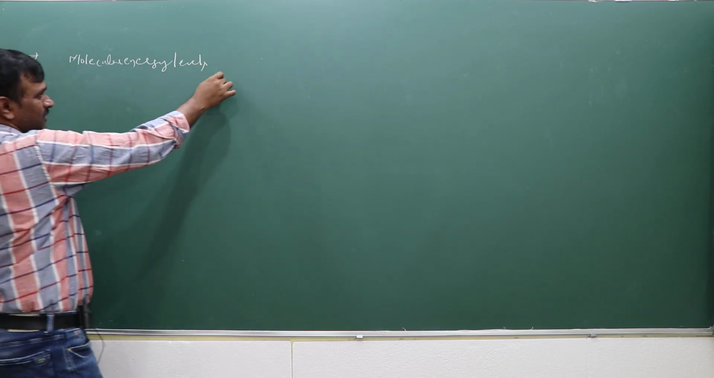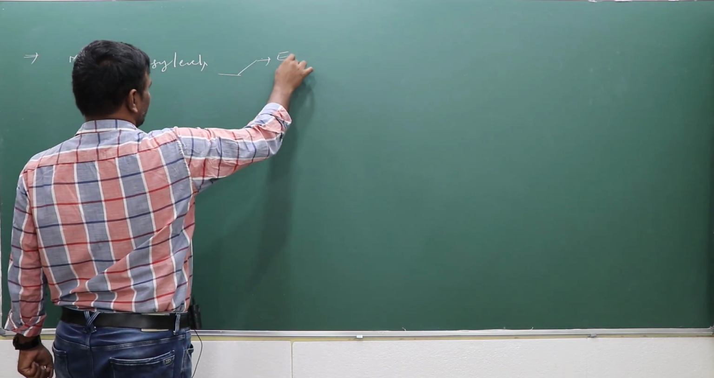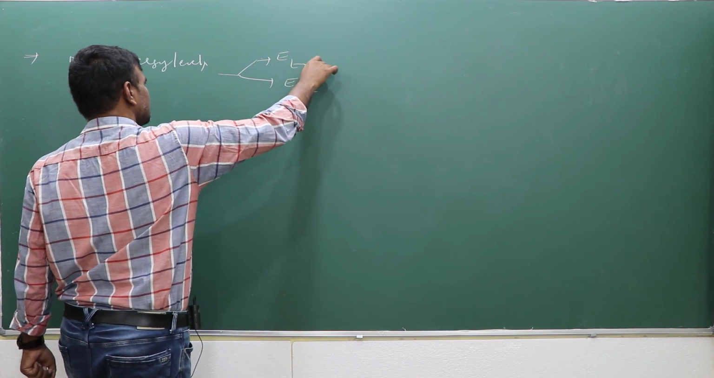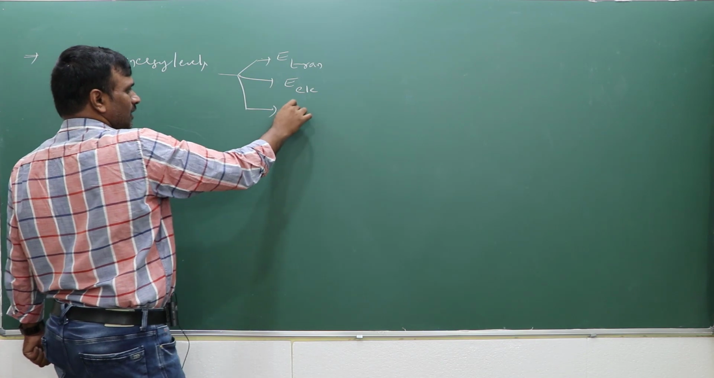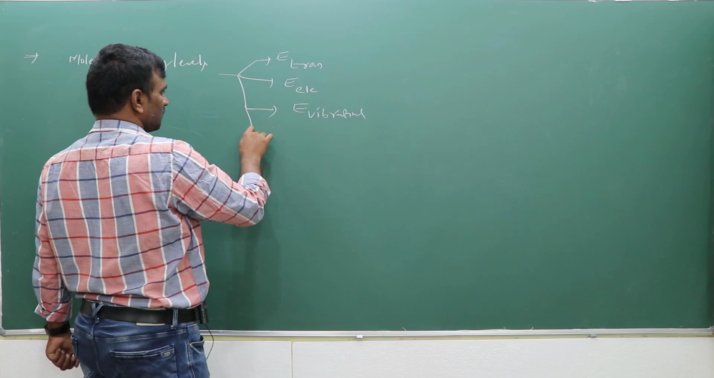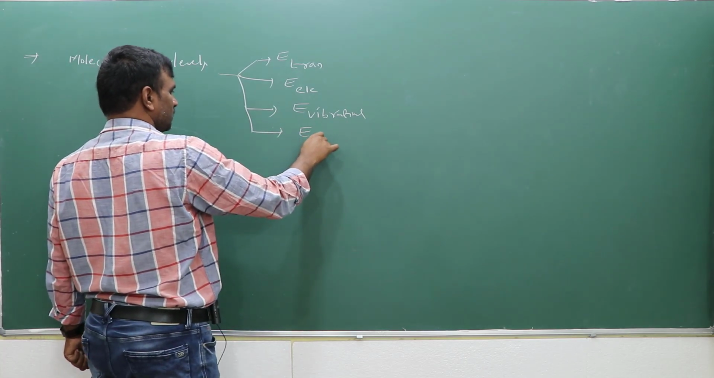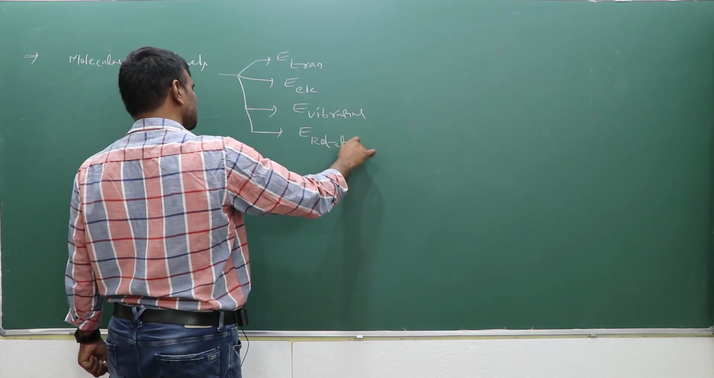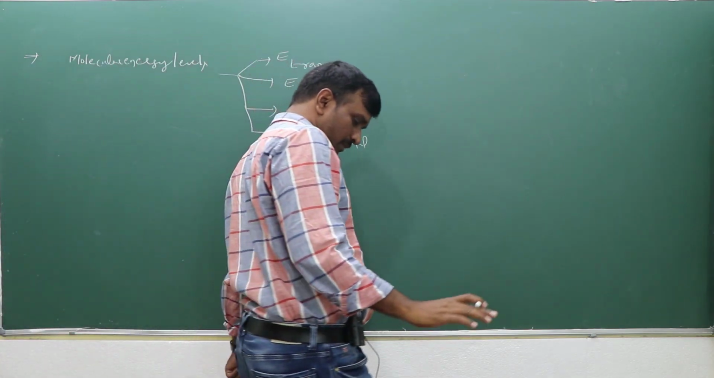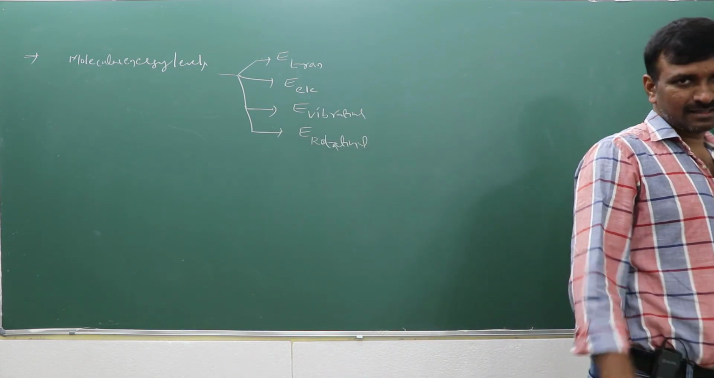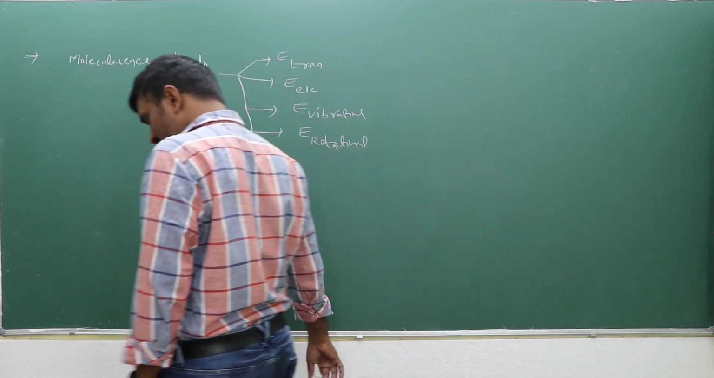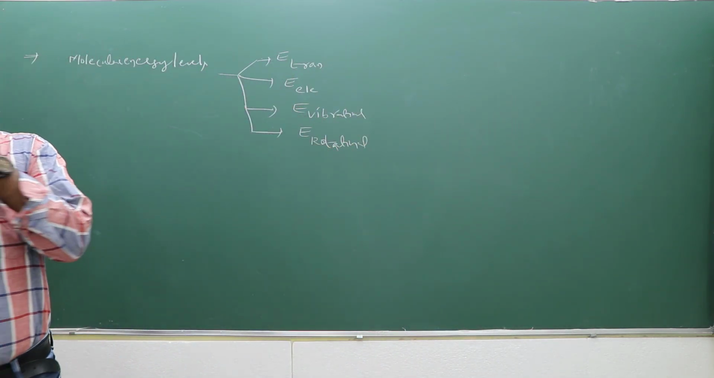You know that there are translational energy levels, electronic energy levels, vibrational energy levels, and rotational energy levels. So depending upon the molecular energy levels, the translational, rotational, vibrational, as well as electronic energy levels are existing.